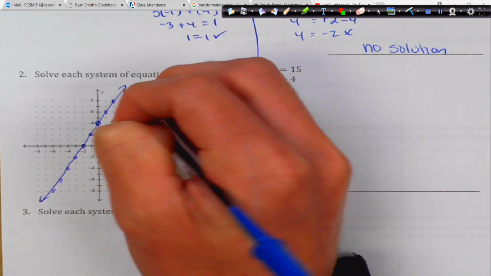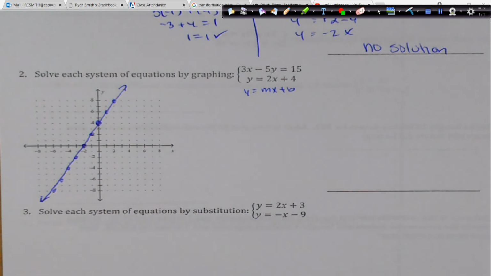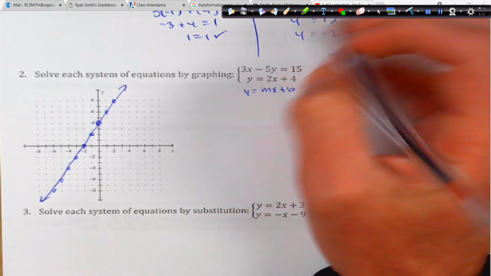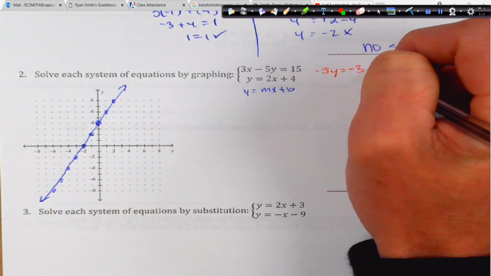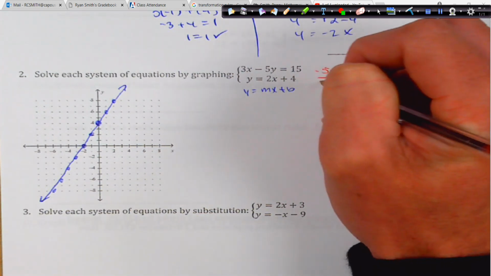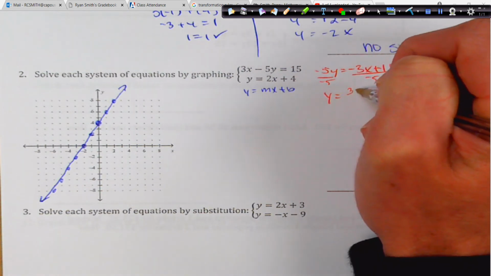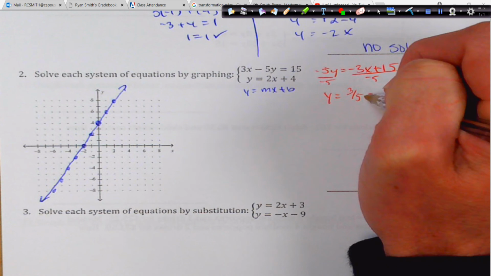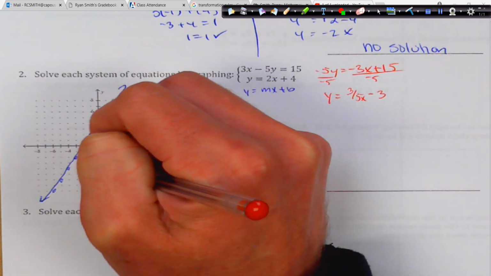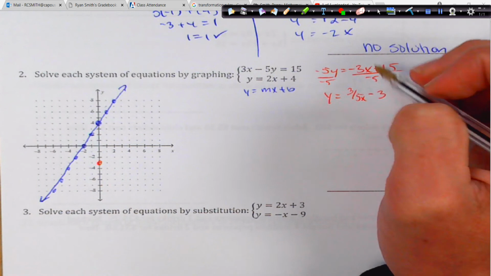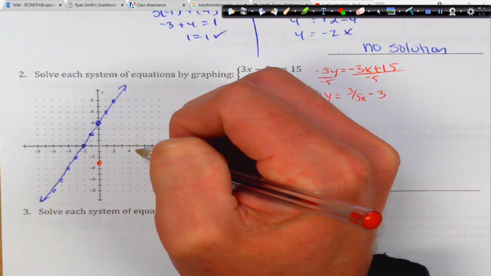When you're graphing, you want to graph every point if you can, which makes it a little bit easier. Over here, we're going to have to solve for slope form, so subtract the 3x over, plus 15, then divide by -5 to everything. So we get y equals 3/5 x minus 3. So we're going to be at -3 here, and we're going to go up 3 over 5: 1, 2, 3, 4, 5.